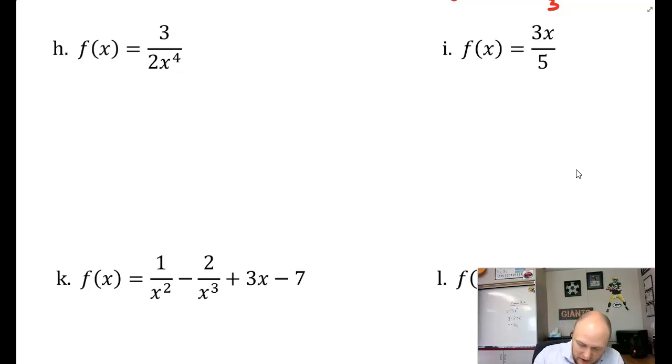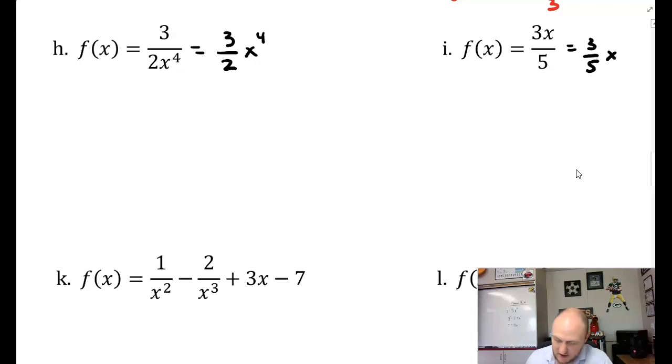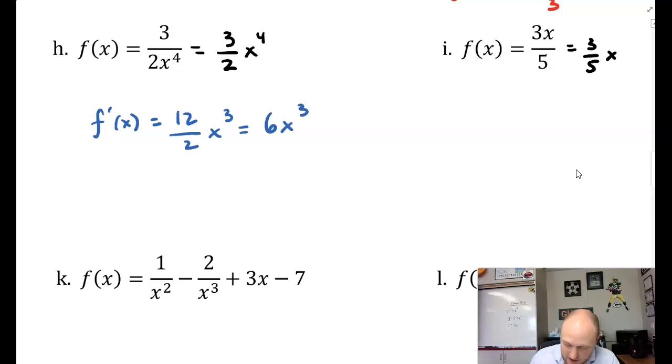All right, hopefully right away you did some transformations on these. This is 3/2 x to the power of 4. This is 3/5 x. In order to do the derivative, I'm just going to use my power rule. I'll multiply by the power. So I get 12 over 2 x to the power of 3, which reduces to 6x cubed.